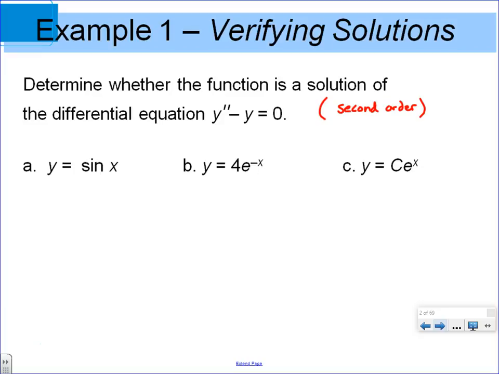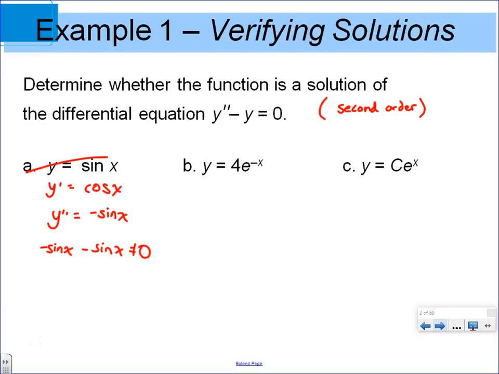So y is sine, y prime is cosine, y double prime, the derivative of cosine, is negative sine. So what if I was to plug that in? What's negative sine minus, remember, plug in the double prime minus y. Does that equal 0? No. So is this a solution? Nope.